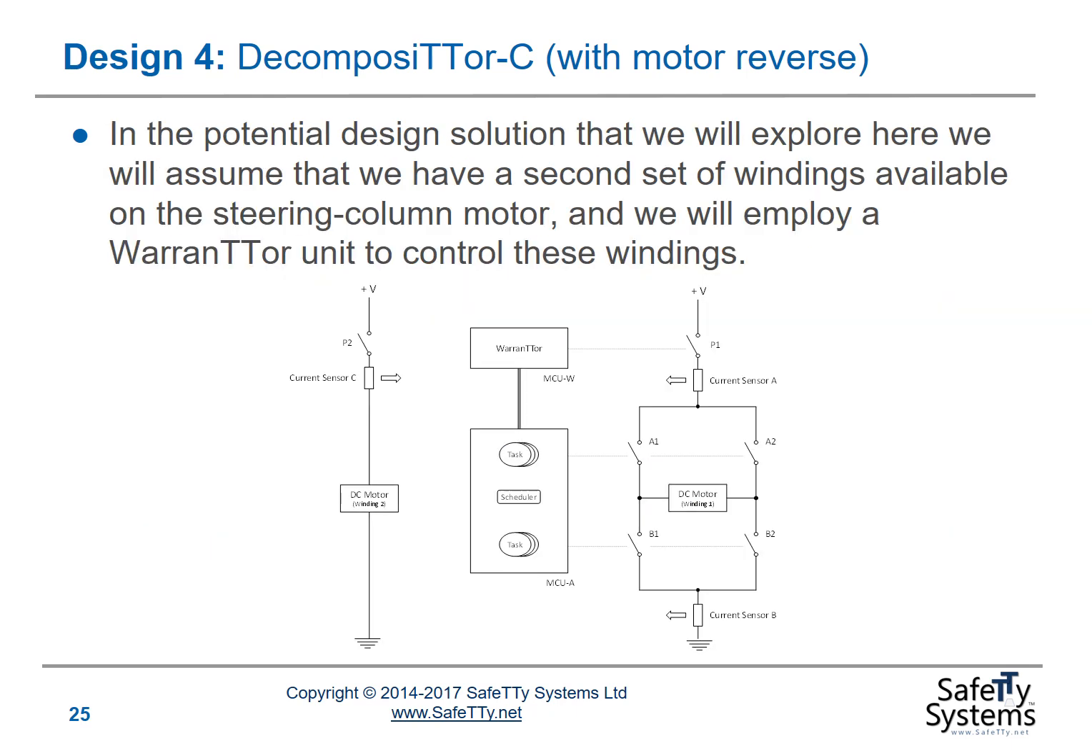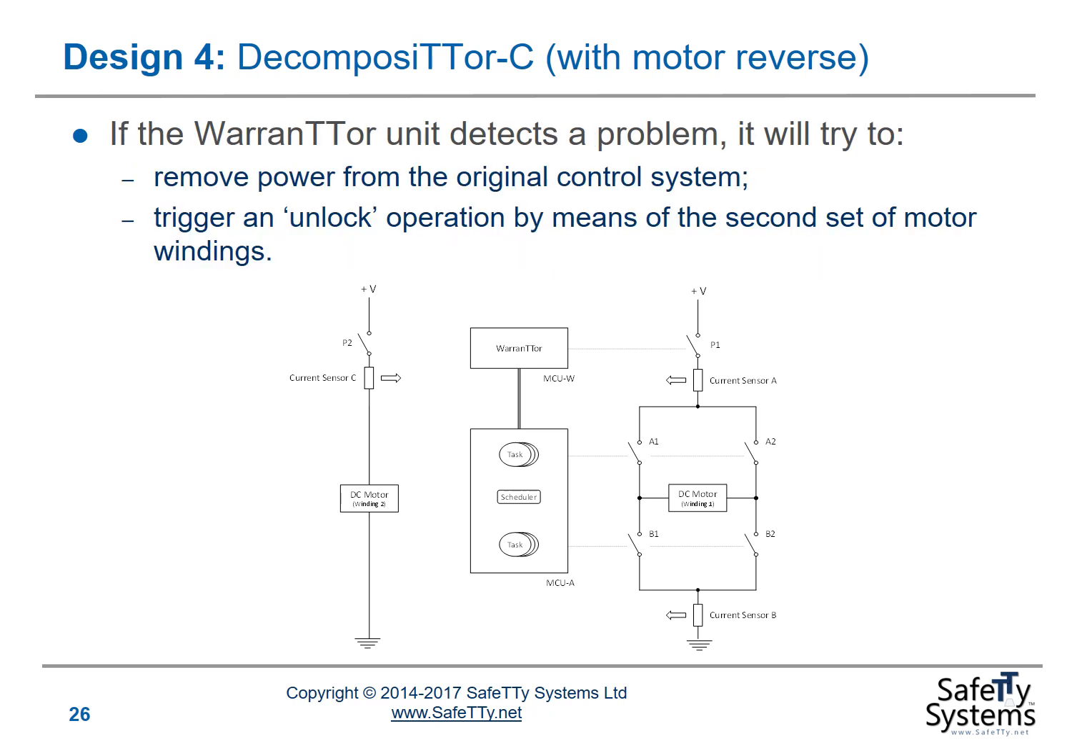What we will assume here is a common design solution with motors. We're going to assume that we have a second set of windings available on the steering column motor, and we will employ a watchdog unit to control these windings in the event that we find that the steering column lock has been engaged. So if the watchdog unit detects a problem, it will try to remove power from the original control system and trigger an unlock operation by means of the second set of motor windings.